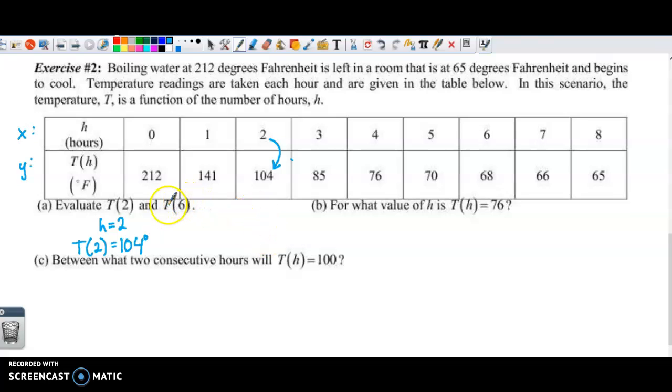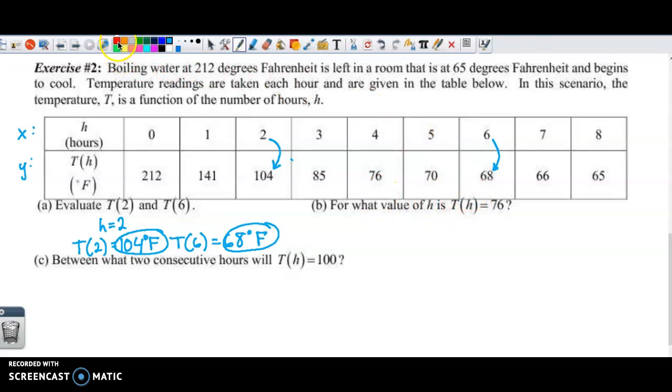Same thing with the next one. Think of it the same way, that t of 6, so instead of t of h, it's t of 6, but that means that h must equal 6. So after 6 hours, t of 6 must equal 68 degrees. And a science teacher would tell you to put the degrees Fahrenheit there. I'm not as strict with labeling things. So why is that important?